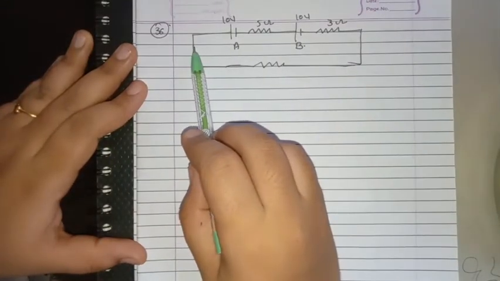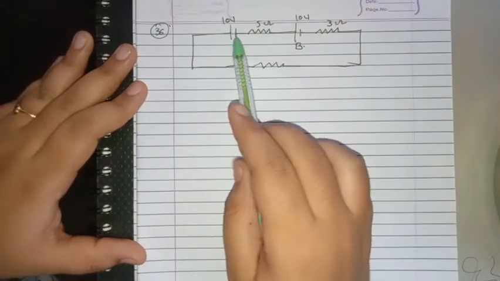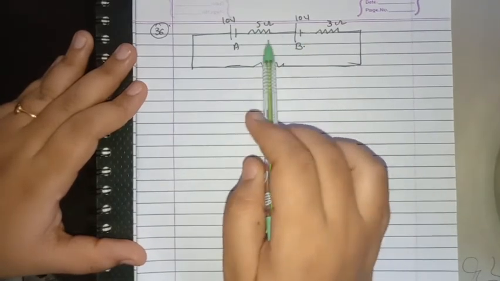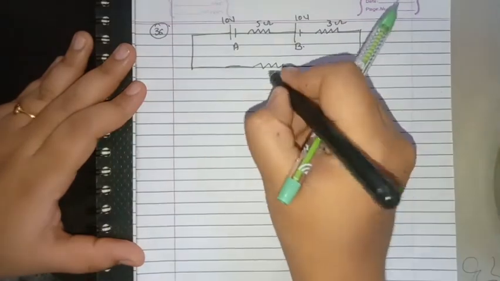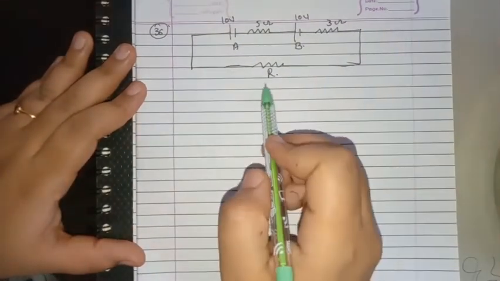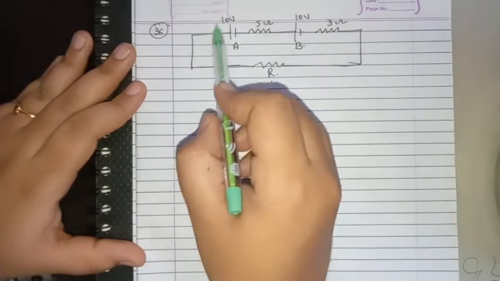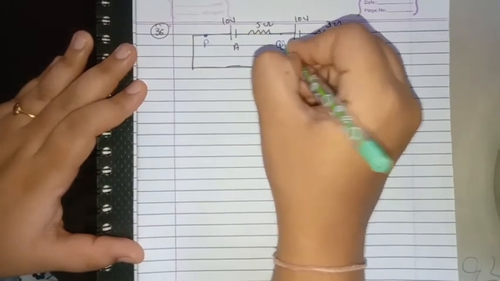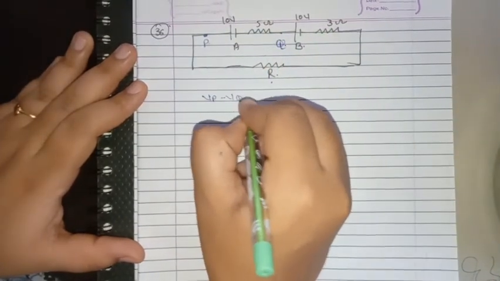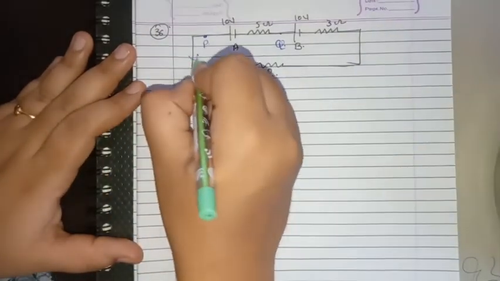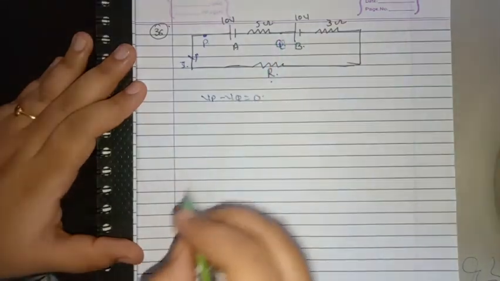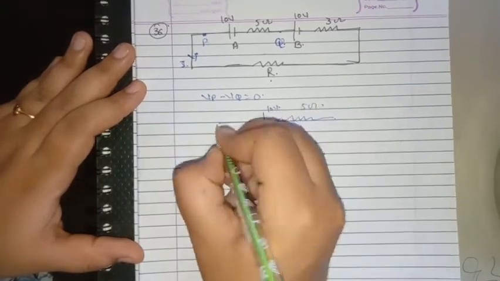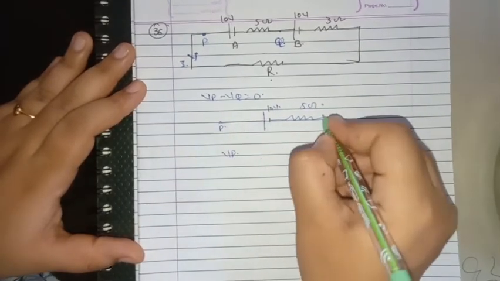In question number 36, cells A and B have EMF 10 volt and internal resistance 5 ohm and 3 ohm respectively. They are connected in series with the resistance R. We want to find the value of R such that the potential difference across the cell A is 0. Let's say this point is P and this point is Q. So it is given that Vp minus Vq is equal to 0. Let's say current I is flowing through the circuit in this direction. So across P and Q, writing the KVL equation, Vp, current will be flowing in this direction.